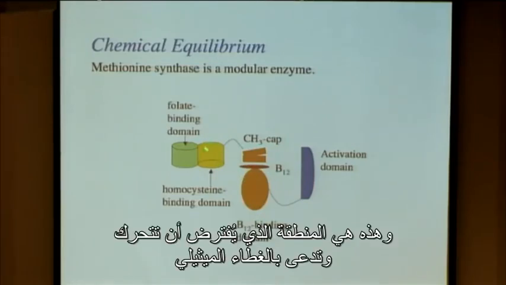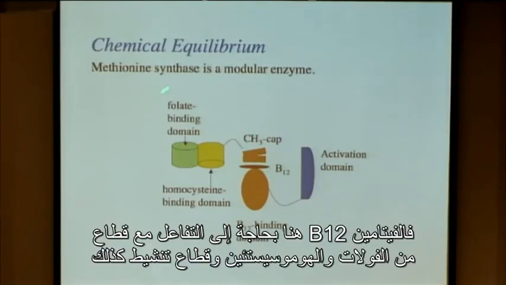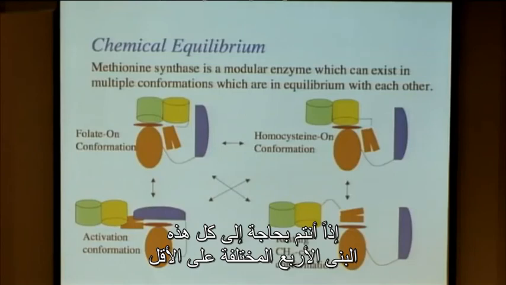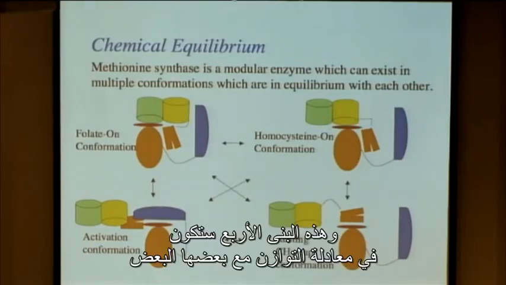There's this region that has to move called the methyl cap. The B12 here needs to interact with a folate domain, a homocysteine domain, and an activation domain. So you need to have at least these 4 different structures. And these 4 structures will be in equilibrium with each other.